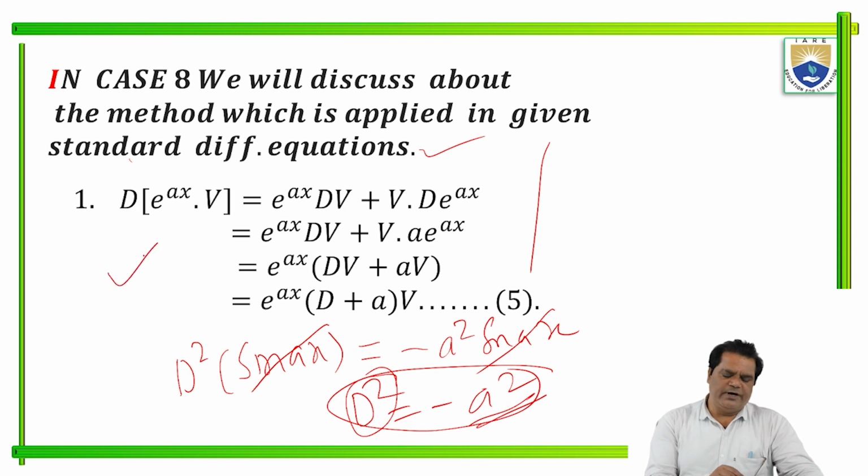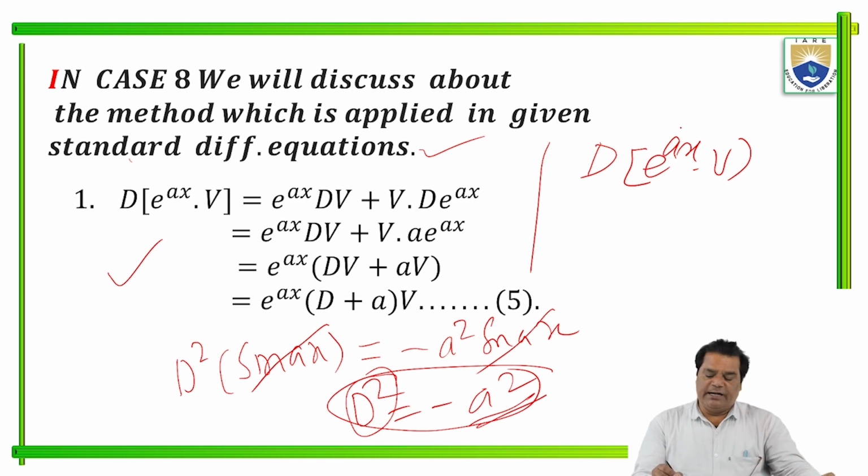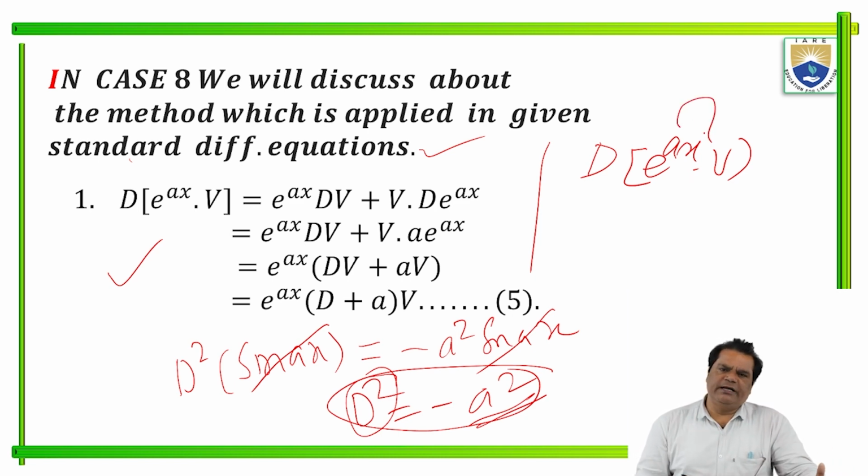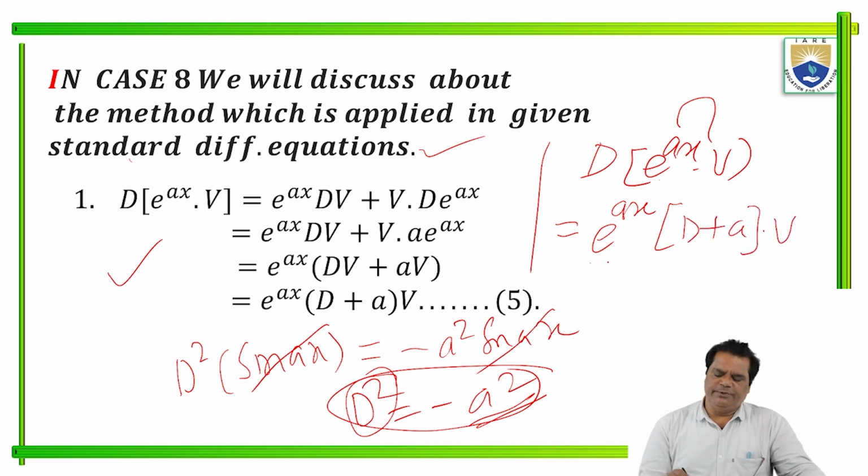Next rule: we have D and e to the power ax into b, where b is another function. There are two functions. What will happen when two functions are given and we differentiate them? One is the exponential function, the other is any function b. So we take the exponential e to the power ax to the left side and put D equal to D plus a, acting on b. We are putting this together.